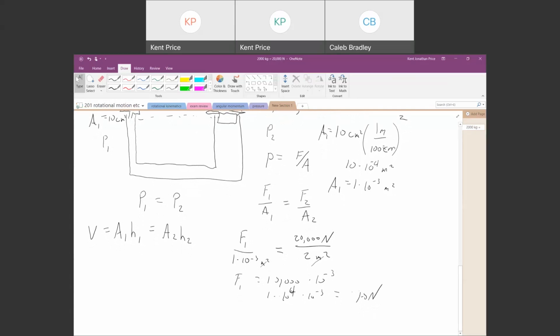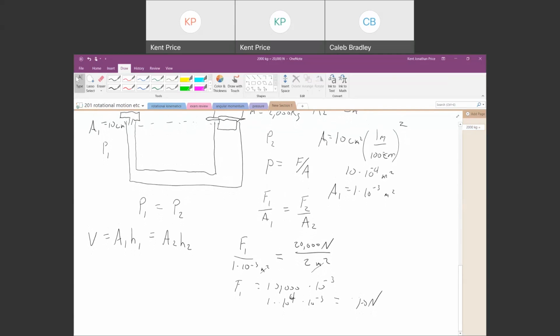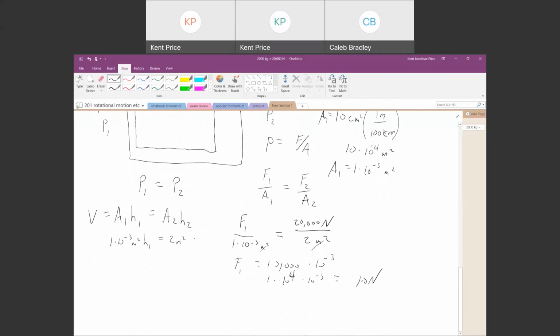So let's see what happens if I set those equal to each other. A1, 10 square centimeters, was 1 times 10 to the minus 3 square meters, times H1, equals A2, which was given as 2 square meters, times H2. So let's say that H1 equals 2 over 1 times 10 to the minus 3 times H2, or H1 equals 2 times 10 to the 3 times H2. So for every 1 centimeter I want to raise H2, I have to move H1 2,000 centimeters.